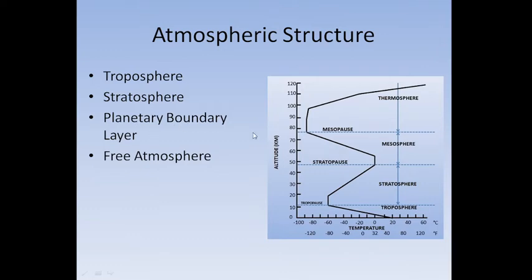All right, so planetary boundary layer, we also have the free atmosphere. Your planetary boundary layer is pretty much at the surface. Anywhere there's friction is your planetary boundary layer. Once you get to the level where there's no friction, that is your free atmosphere. Now the atmosphere is free to do whatever it wants. There's no friction interfering with it.